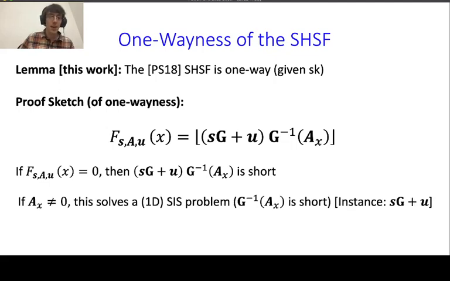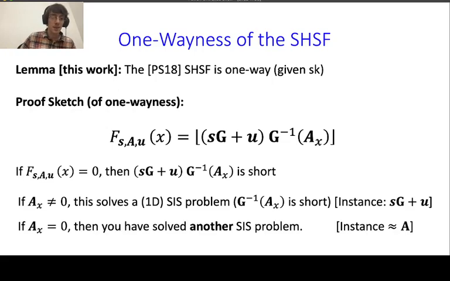If this matrix A sub x is non-zero, then we have solved a short integer solution problem where the problem is specified by this random vector sg plus u. So sg plus u specifies a problem of finding a vector whose inner product with this vector is very small. This is a one-dimensional SIS problem, which turns out to be hard. So if A sub x is non-zero, then inverting f means that we've solved this kind of SIS problem. So that can't happen. The other case is that A sub x equals 0.